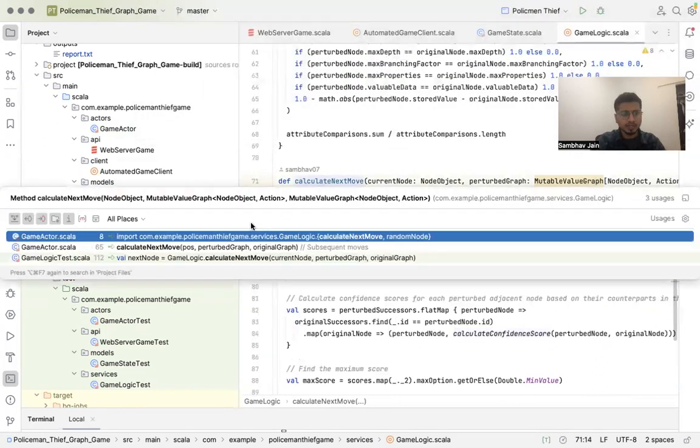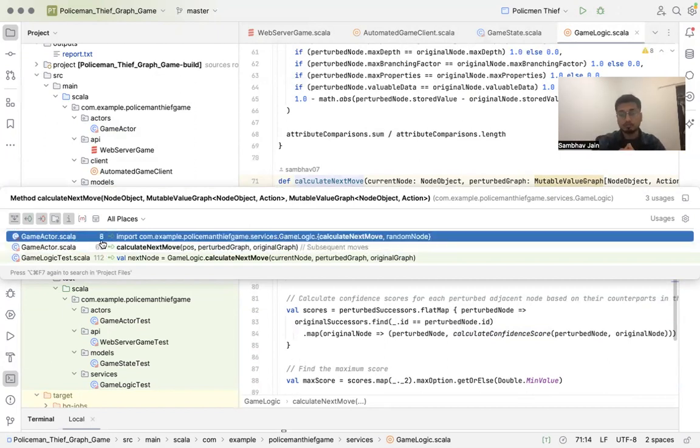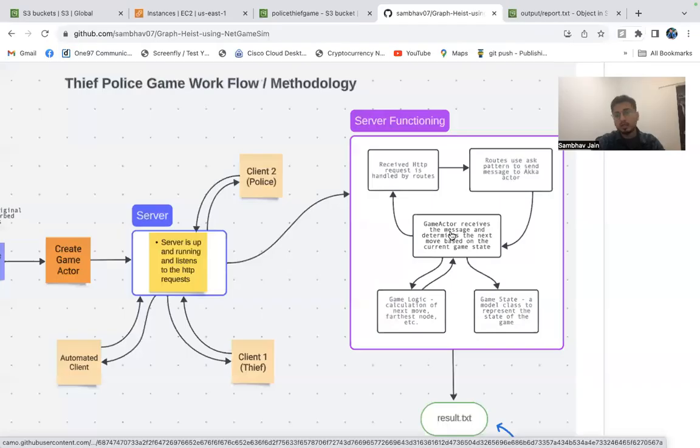So we can clearly see that the calculate next move is being called from game actor.scala at position 8 and 65. So this game actor.scala is pointing to calculate next move, and calculate next move calls calculation of confidence score. So that is how the flow works. And so when the game actor, after doing the calculations and confidence score thing, determines the position, it moves to that particular position, and then it responds back to the client itself. And that is how the execution flow works.